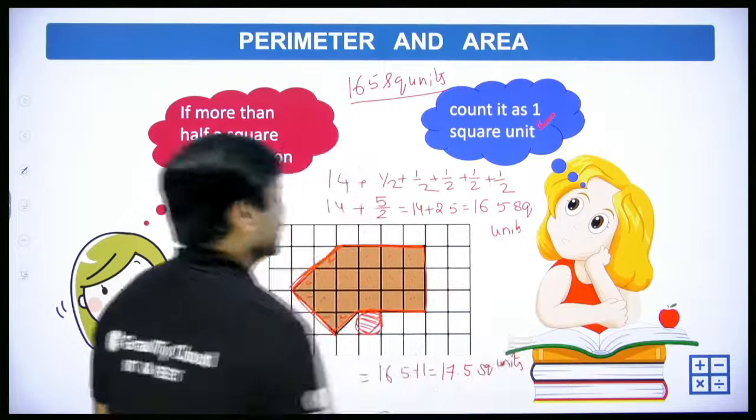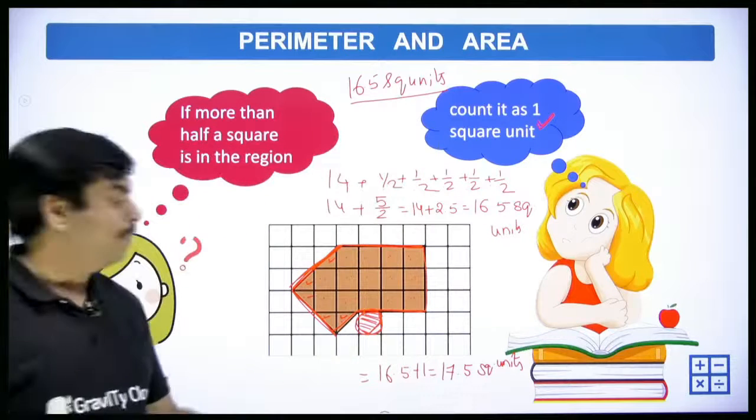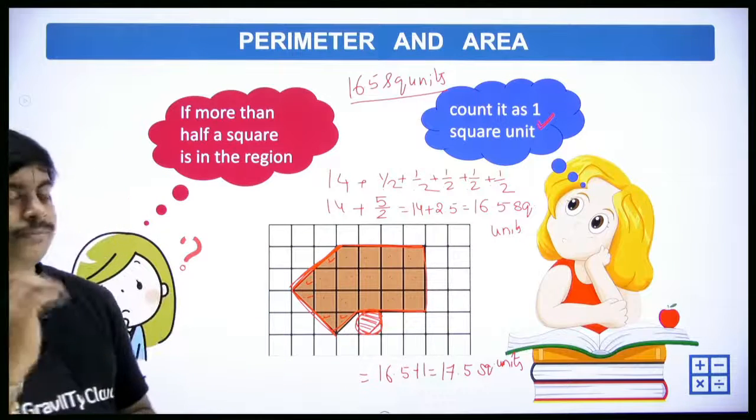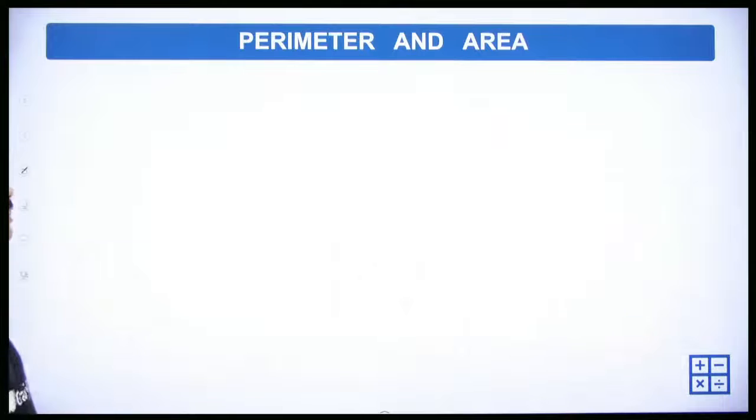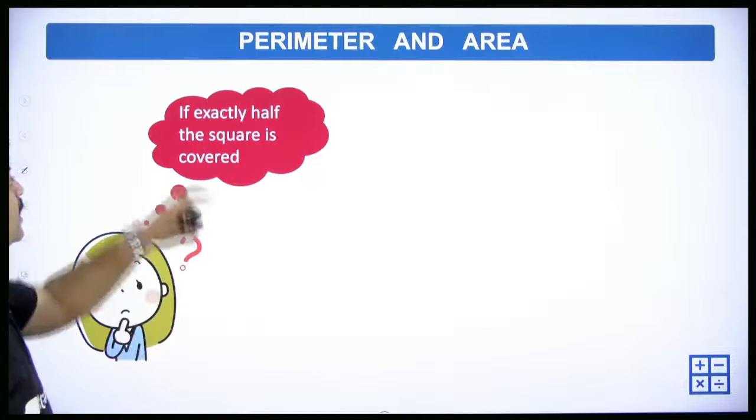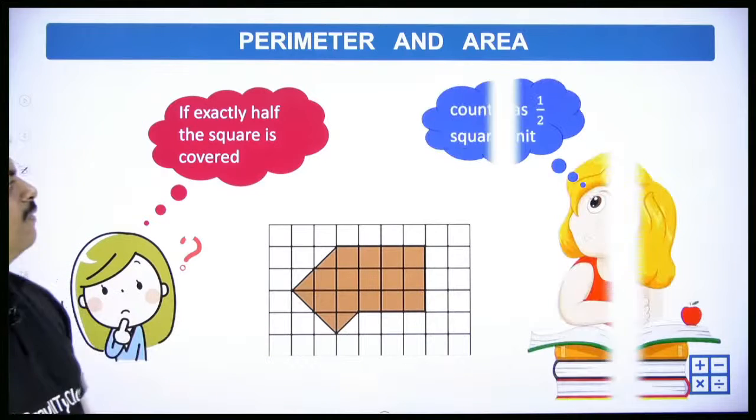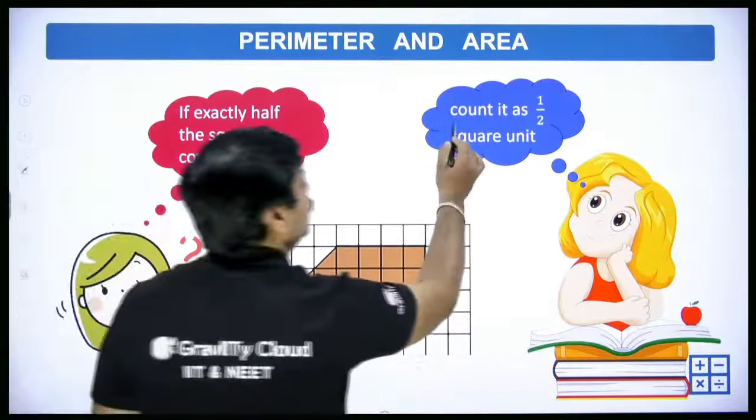Area is always in square units. 16.5 plus 1 will give us 17.5 square units, correct? Okay, so moving ahead to the next concept: if exactly half the square is covered, as we just discussed, count it as a half square unit.